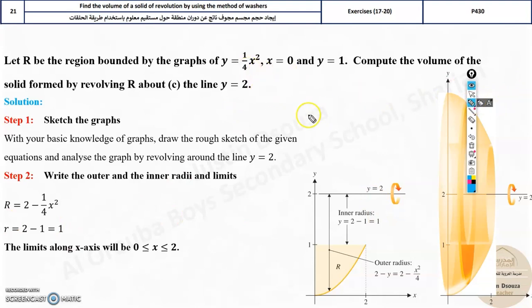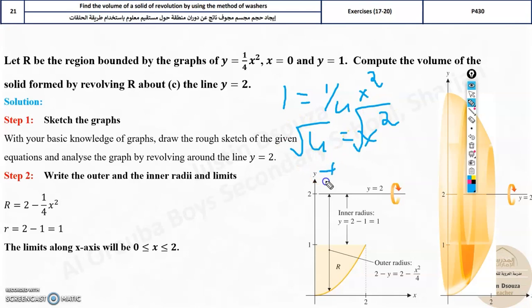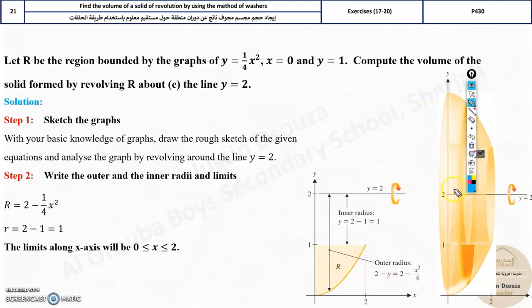That's it. And then the limits, we have already done this in the previous section just a while ago. How to do it? It's very simple. You need to equate the y's. 1, y is equal to 1 equals 1/4 x squared. Take the 4 to the other side, becomes x squared, square root on both the sides, plus or minus 2. And we are just considering the positive sign because we are dealing with the positive from 0.